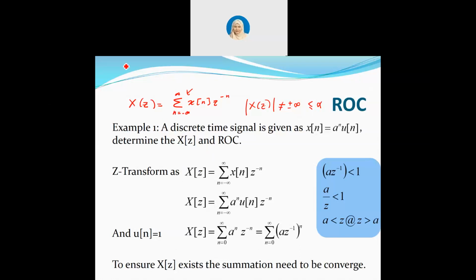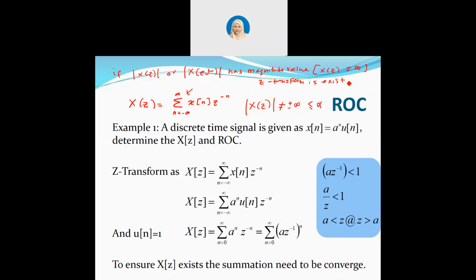In other words, if X(e^jω), this is for the case of the Fourier transform, has a magnitude value that is not infinity, then we can say that X(z) exists. The Z transform exists.